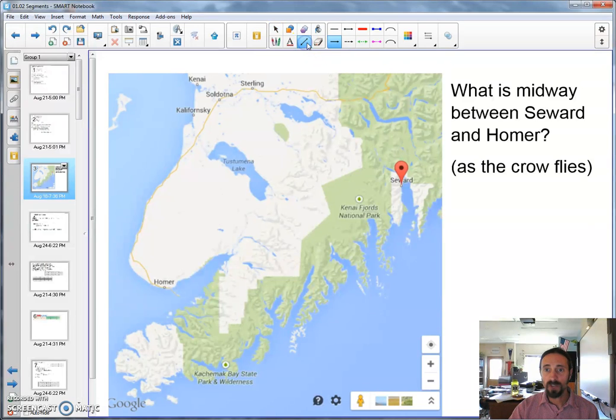Well, that's a really good question. If we made a line, or a line segment, from Seward to Homer, you'd then say, well, where's midway? And of course, that would be the midpoint. So that's going to be part of our conversation today, looking at segments and segment midpoints.